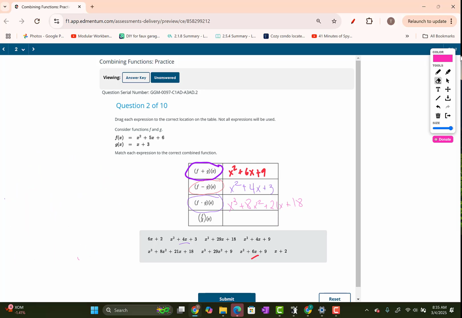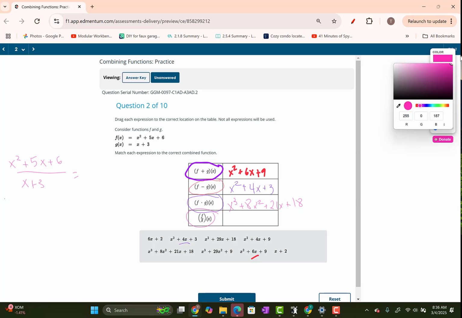Finally, we're going to tackle the division problem. So that's f divided by g. That's going to be x squared plus 5x plus 6 divided by x plus 3. You could use synthetic division, you could use long division, but if you remember your factoring rules, factoring would be the easiest way. We're going to take this numerator, the f function, and factor it. So our two factors, the first two spots have to be x and x. We're just doing reverse multiplication.